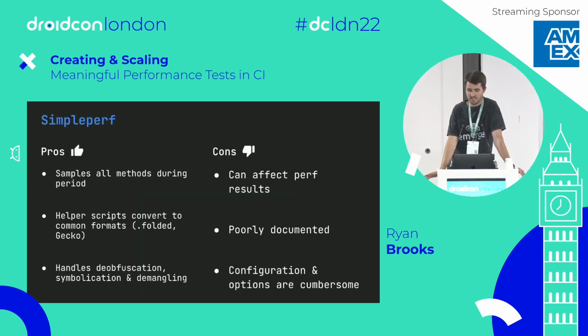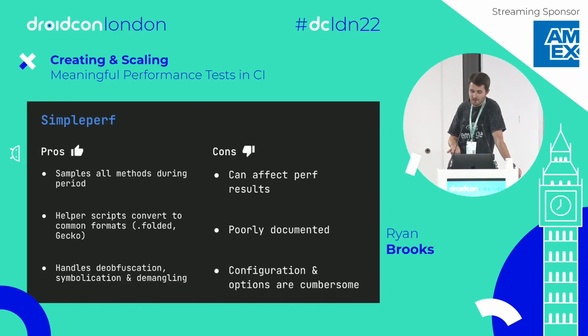So to sum things up for SimplePerf, let's go through some pros and cons like we just did with Perfetto. For the pros, SimplePerf samples all the methods during our sample period, giving us the best view of everything that's occurring in our app. It also comes with a ton of helper scripts that allow for conversion to common formats such as Brendan Gregg's folded format or Gecko profiles. I personally use the .folded format because it's well documented and there's a lot of support out there for it on Brendan Gregg's website. And finally, these helper scripts can handle deobfuscation, symbolication, demangling, things that we often take for granted when we're doing performance testing or crash tracing or something like that.